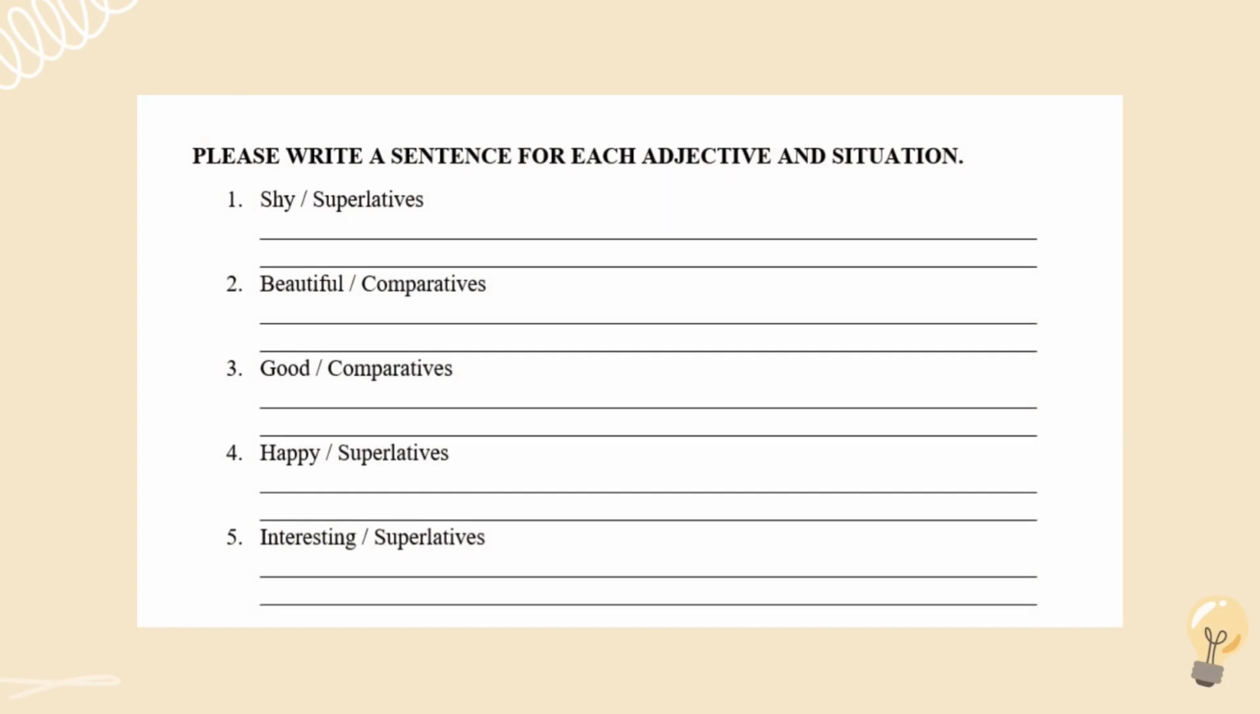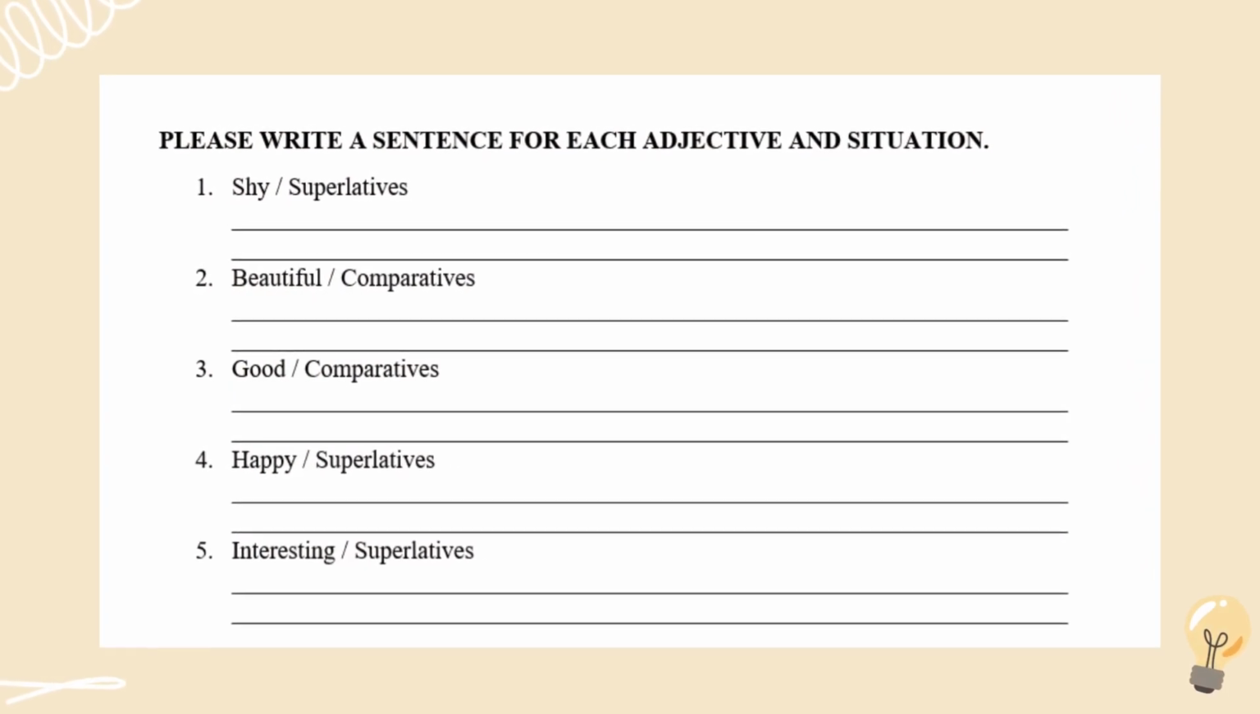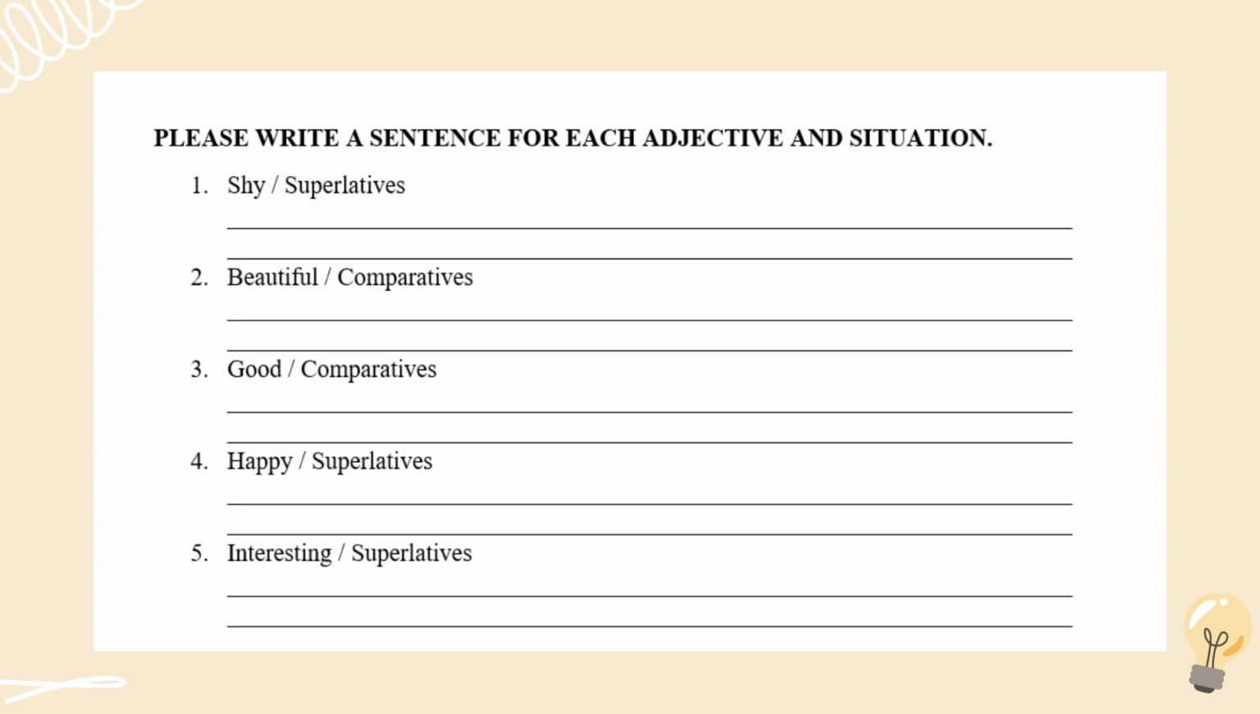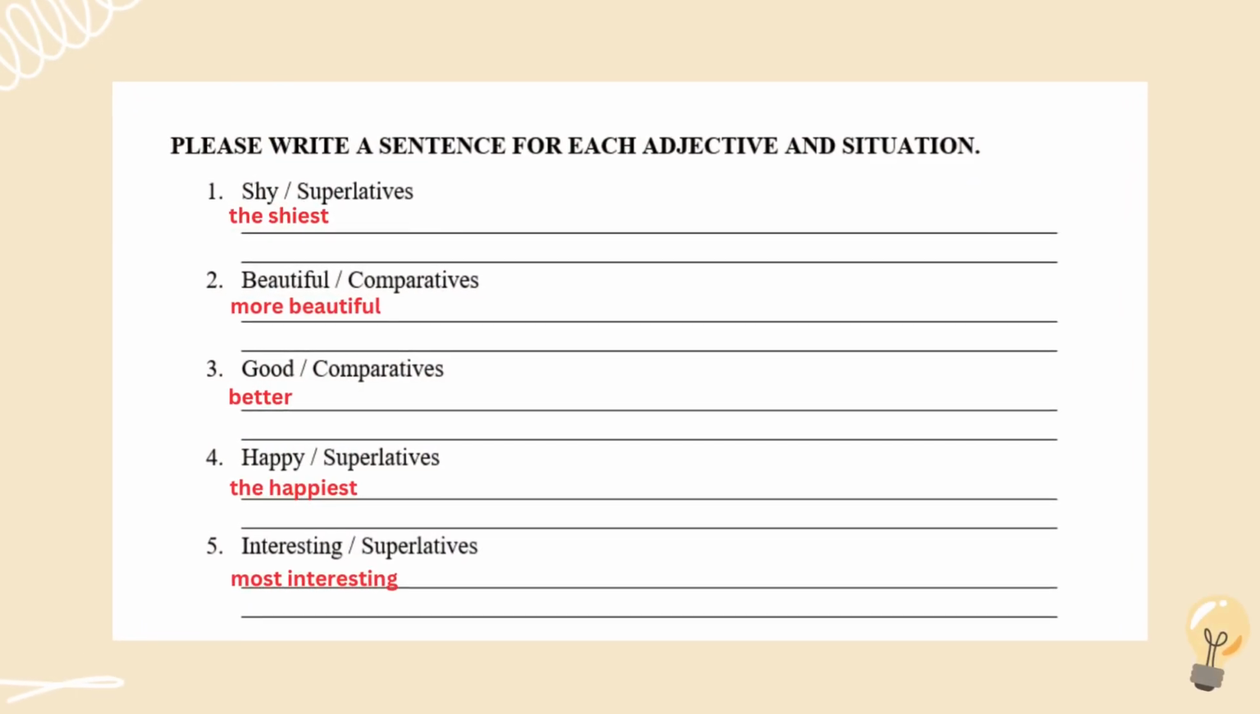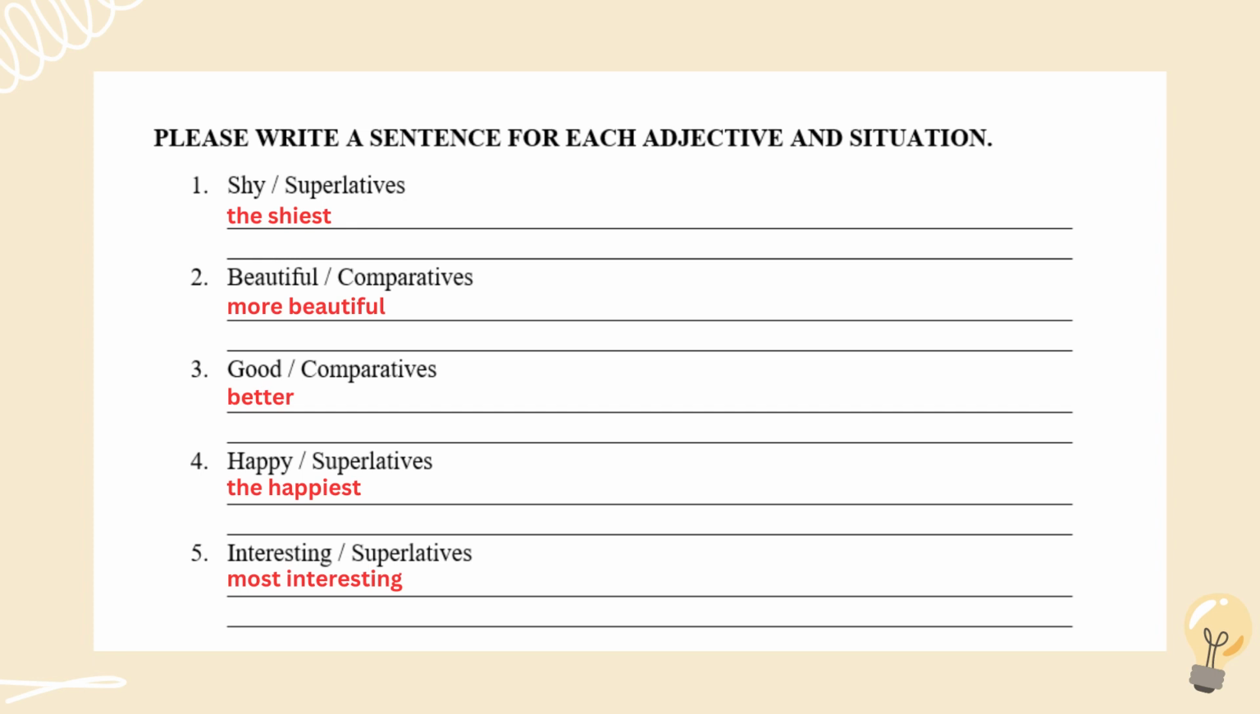Moving on to the next part of our exercise. Please write a sentence for each adjective and situation. I will give you around 5 minutes as well. Please complete this exercise. You may pause the video for 5 minutes. Okay, the time is up. Now, take a look at your sentences and compare them with the answers given. If your answers are the same as the answers given, then you may take down your answer.